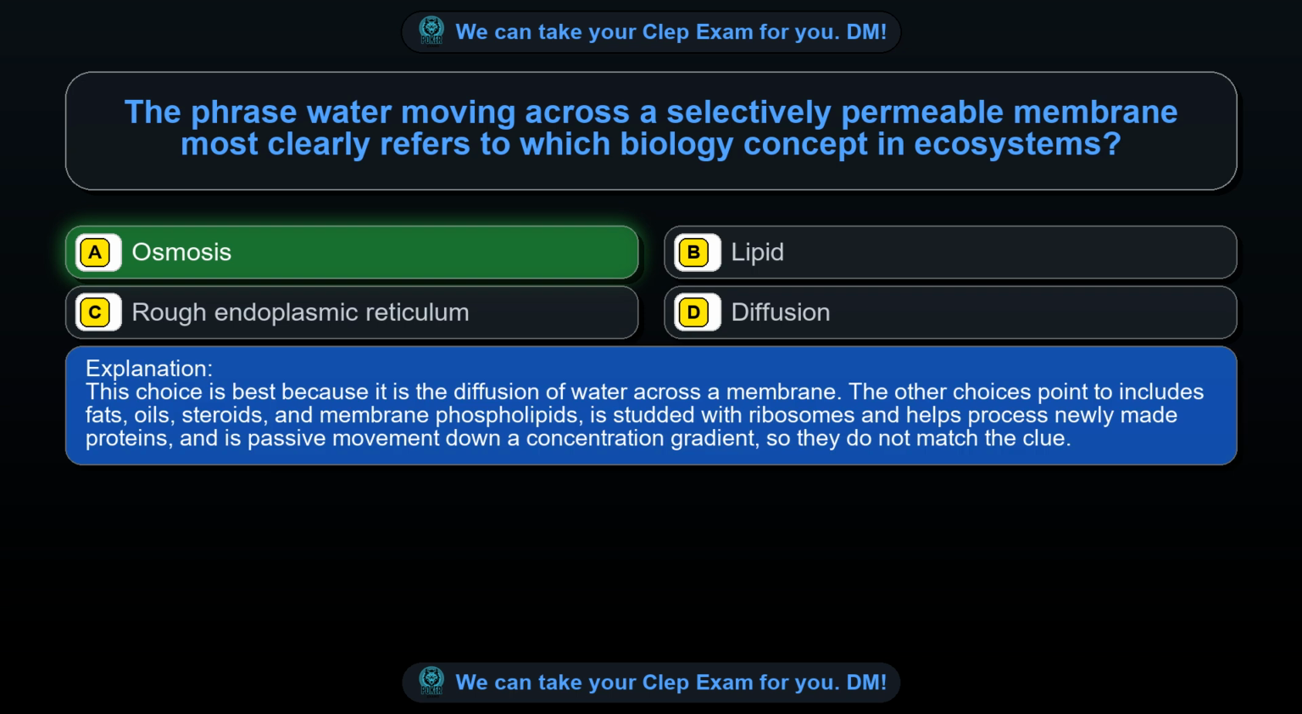This choice is best because it is the diffusion of water across a membrane. The other choices point to fats, oils, steroids, and membrane phospholipids; a structure studded with ribosomes that helps process newly made proteins; and passive movement down a concentration gradient, so they do not match the clue.